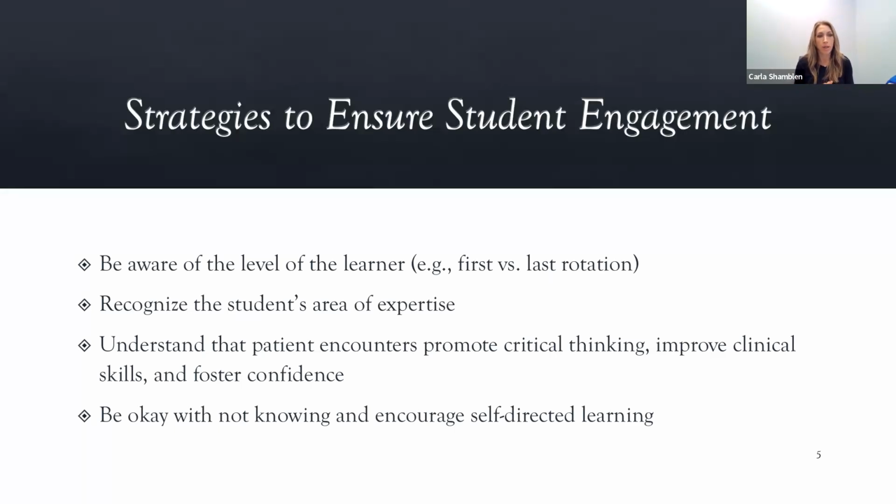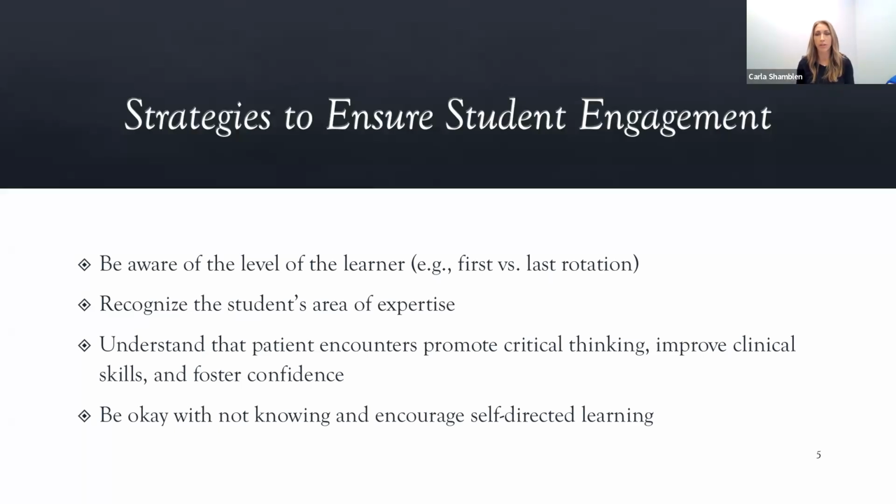We want you to understand that patient encounters are really what we want our students to engage in, really trying to develop that clinical decision making. So really promoting critical thinking, working on clinical skills, so physical exam skills and procedural skills, and trying to foster their confidence are really important.